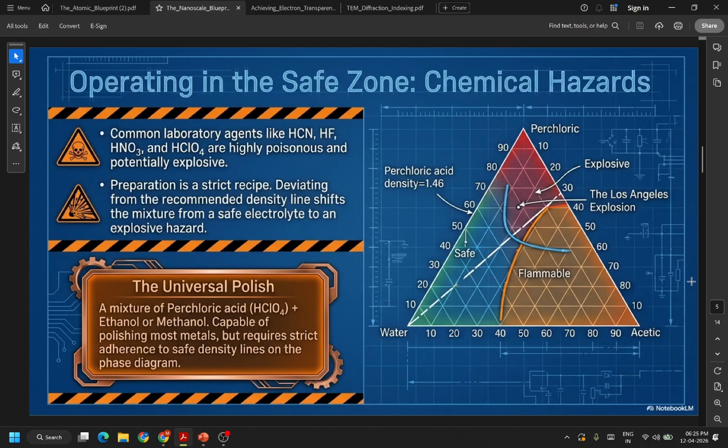Then while using chemicals, we have to take care of chemical hazards. Common laboratory agents like HCl, HF, HNO3 and HClO4 are highly poisonous and potentially explosive. So preparation is a strict recipe, and deviating from the recommended density shifts the mixture from a safe electrolyte to an explosive hazard.